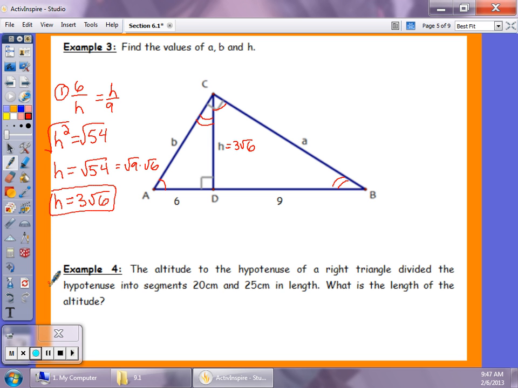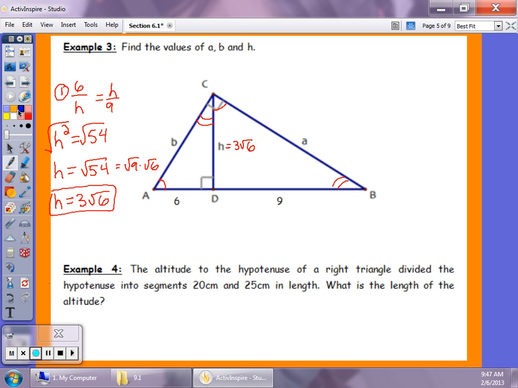For the second example, let's go ahead and find b. So b has a couple different relationships. b is the hypotenuse of the small triangle, or it can be considered the short leg of the largest triangle, so the overall triangle. We can set up the following proportion based on that.